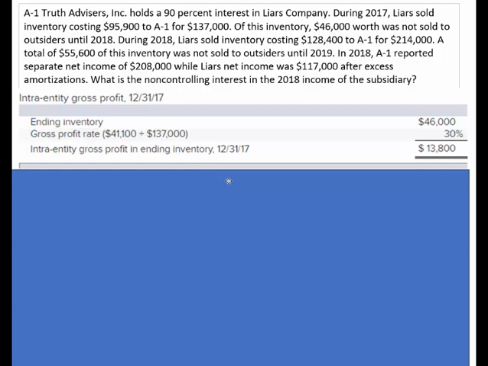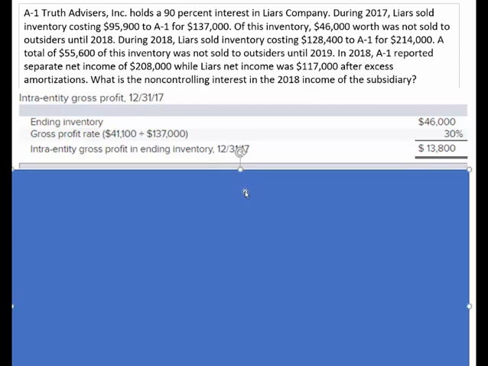We calculate that by taking 41,100 divided by 137,000. Now, the 41,100 is simply the 137,000 selling price less the cost of 95,900. So that's how we compute the gross profit rate. Then if we multiply the gross profit rate times the ending inventory, we can calculate the intra-entity gross profit in ending inventory at the end of 2017.